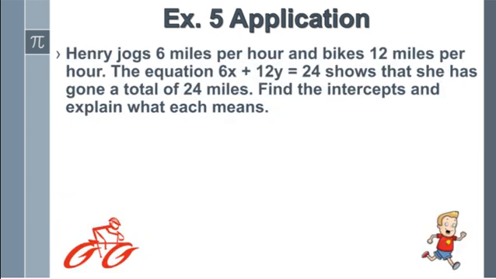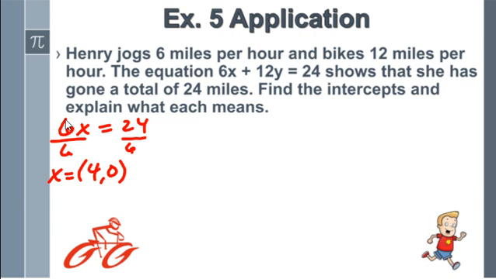And the next one, the last one here. Henry jogs 6 miles per hour and bikes 12 miles per hour. The equation 6x plus 12y equals 24 shows that he has gone a total of 24 miles. Find the intercepts and explain what each means. So to find the x-intercept, 6x equals 24 divided by 6. The x-intercept would be 4, 0. And then over here the y-intercept, 12y equals 24 divided by 12. When x is 0, y is 2.